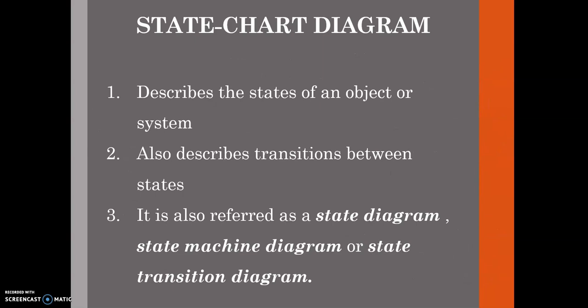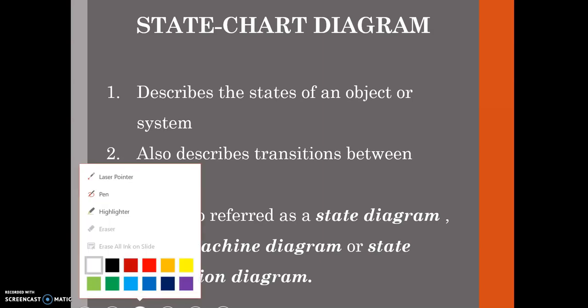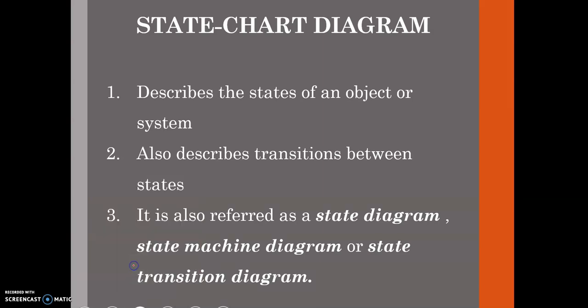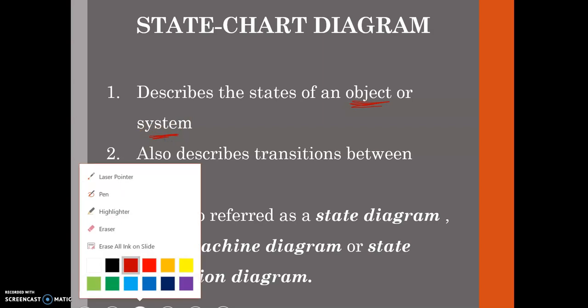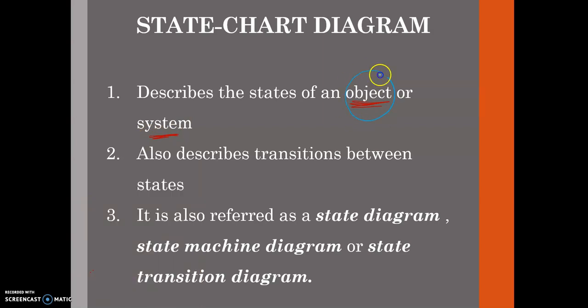So what is the use? The state chart diagram basically describes the states of an object or the system. This object can be your entity, and the system can be your machine, or we can also talk about the whole system, right? Through the state chart diagram we can describe the current state or the previous state or the next state of the particular object, right?